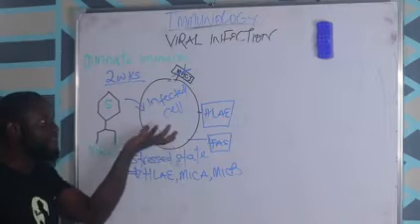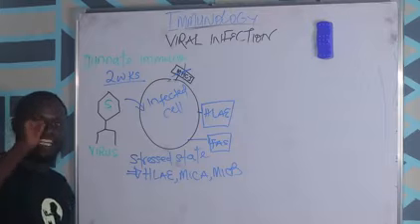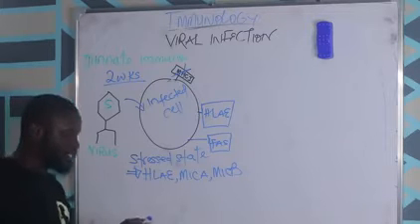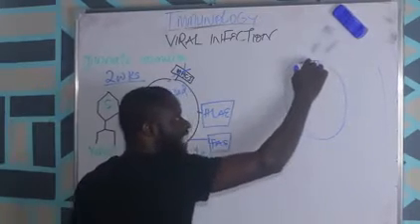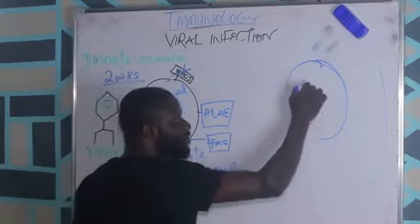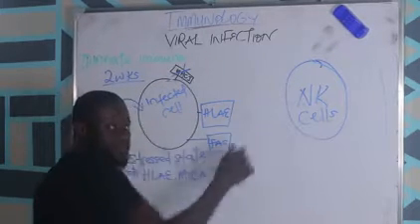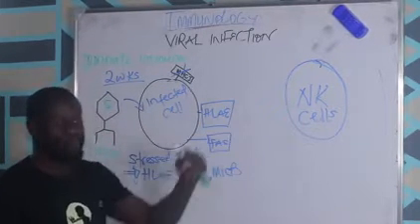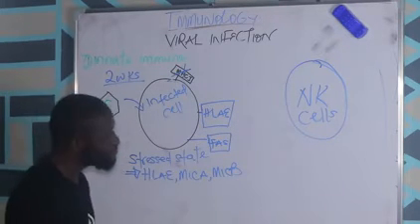Now, how does the innate immune response respond to this infected cell? The first thing the innate immune response does is to produce NK cells. These are the first machinery against any viral infection. NK stands for natural killer cells. As the name implies, they are able to kill the infected cell.